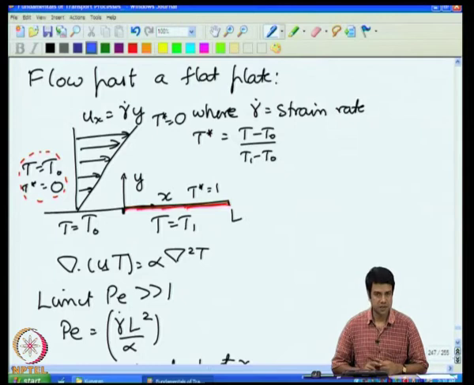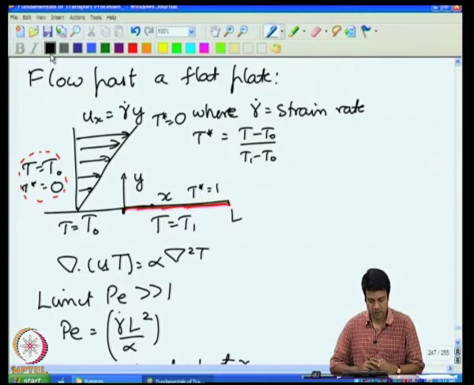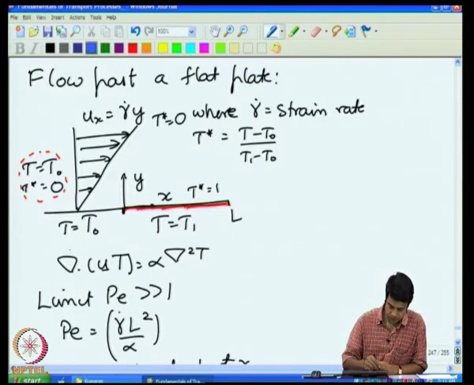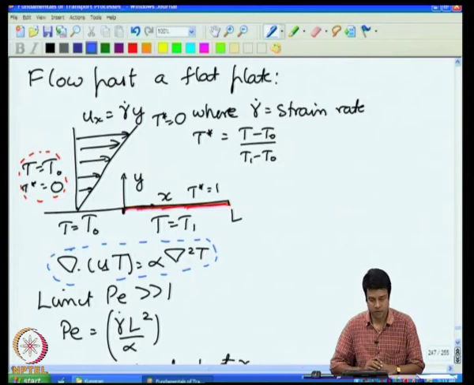Last class, we looked at the simplest case, the flow past a flat plate, where I have a linear velocity in the flow past the flat plate. The velocity in the x direction, x is the flow direction, the streamwise direction, y is the cross stream direction, where there is a variation in velocity. And we assumed a linear velocity profile at the surface. Ux is equal to gamma dot times y, where gamma dot is the strain rate. And at steady state, we were trying to solve the equation, the divergence of u times T is equal to the thermal diffusivity times the Laplacian of the temperature.